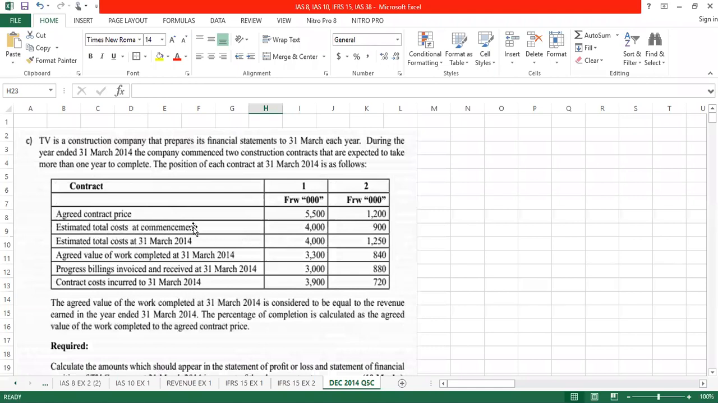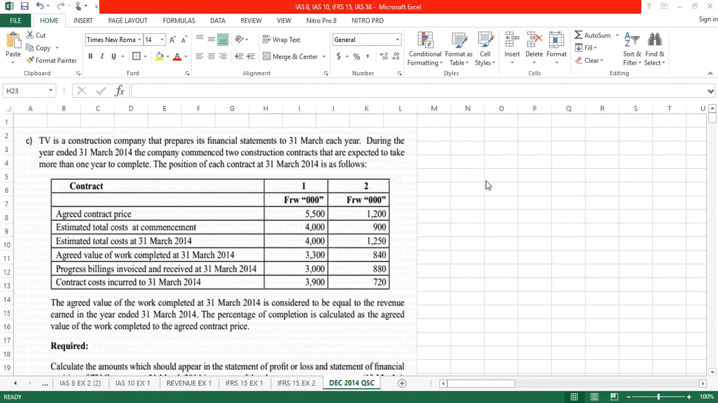Estimated total cost at commencement, that is the estimated costs when you start. Estimated total cost to date is 4,000. Agreed value of work completed is 3,300. Progress billing invoiced and received: there is no receivables here because the amount that was the progress billing is the same as what is received. So receivables is 0.